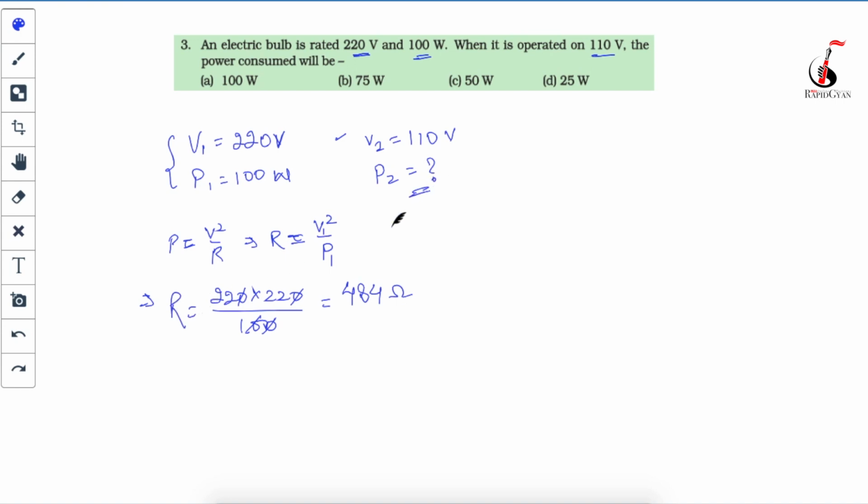So now I got the value of R, and I will have to find P2. P2 will become V2 square upon R. What is V? 110. So I will write 110 into 110, that is 110 square, divided by R. What is R? R is 484. When you further solve it, you will get 25 watt. So that's your answer. Your answer is 25 watt.